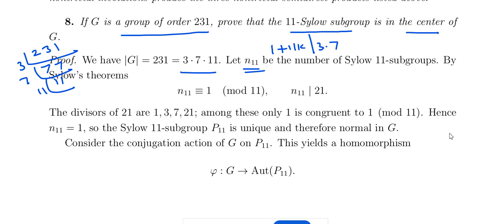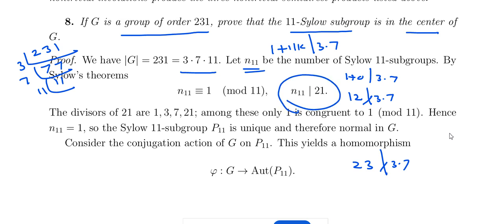I thought k equal to 0, 1 plus 0, that divides 3 into 7, okay. K equal to 1 means 1 plus 11, that is 12. 12 does not divide 3 into 7. K equal to 2, 2 11s are 22, 22 plus 1 is 23. 23 doesn't divide 3 into 7. So this is not possible, so n11 is unique. Unique means it is normal. Okay, the 11 Sylow subgroup is normal.